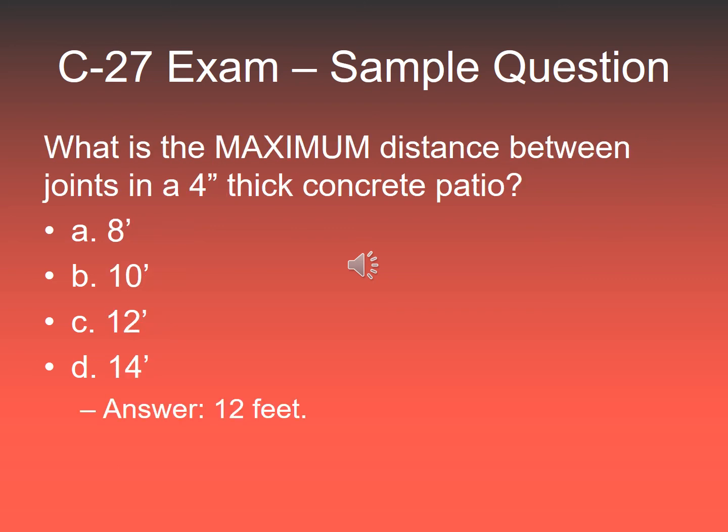What is the maximum distance between joints in a 4-inch thick concrete patio? 8, 10, 12, 14 feet? The answer is 12 feet. Joints should be spaced no more than 2 to 3 times the slab thickness in inches. So a 4-inch slab should have joints approximately 12 feet apart.